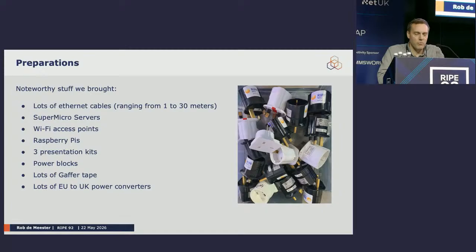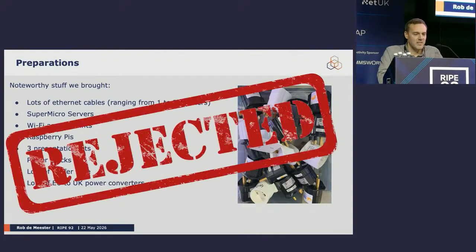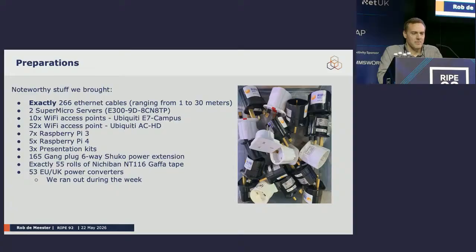So what are we actually sending here? Well, like I said, a lot of network cables, some Supermicro servers, a lot of access points. Wait, I see that UK Customs Office rejected this slide. Let me try again. We brought exactly 266 Ethernet cables ranging from 1 to 30 meters, and a bunch of other stuff.